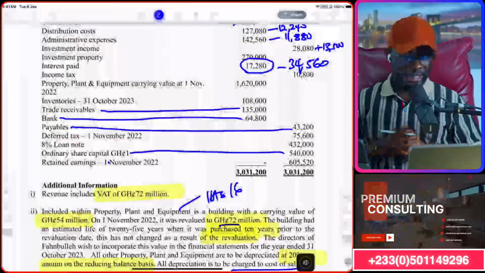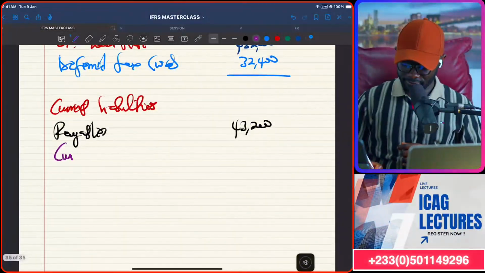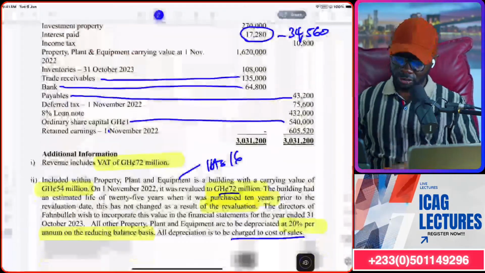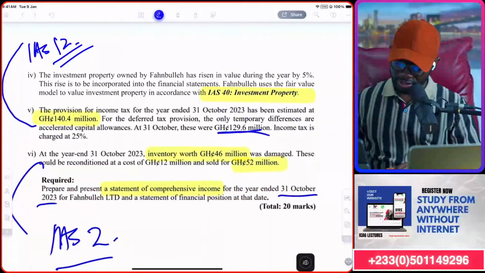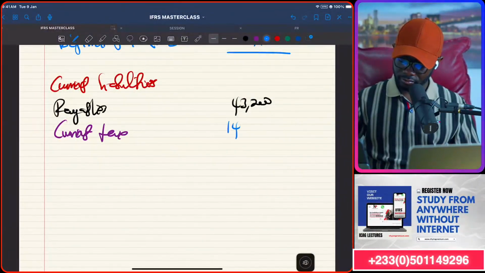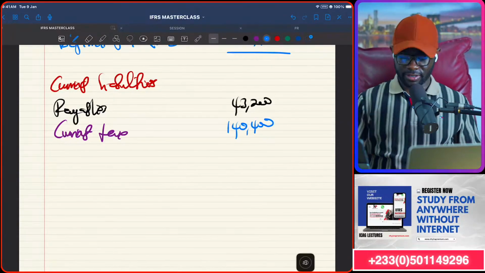Then the current tax. That was given in the notes directly. It's a current liability, 140,400. We bring that. Then the interest outstanding.